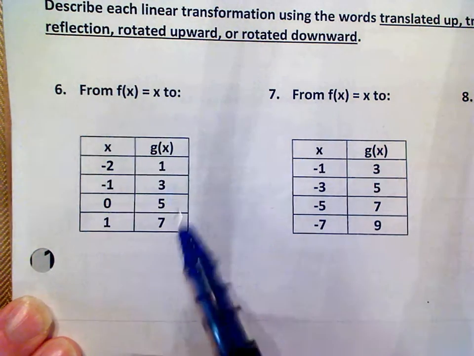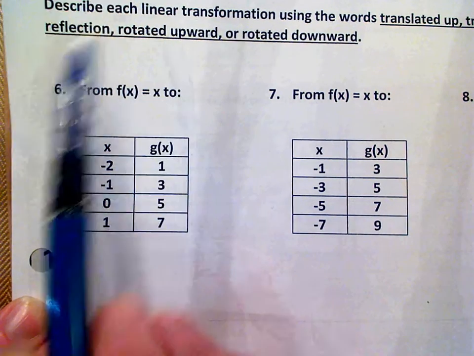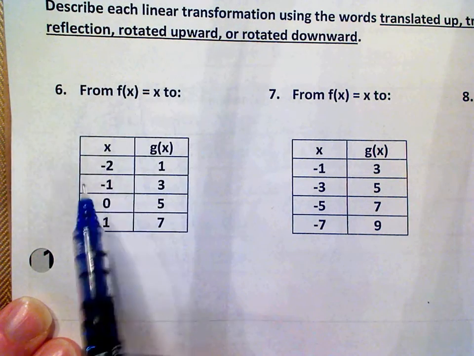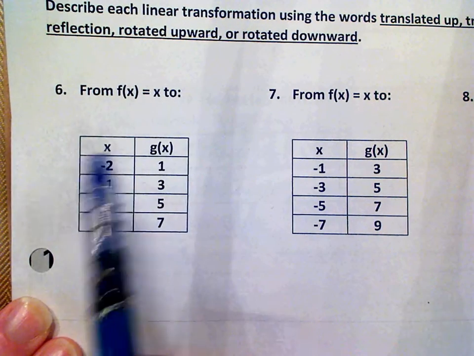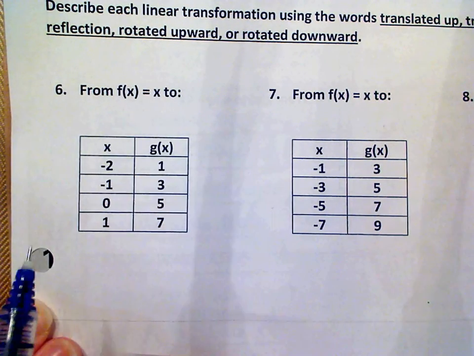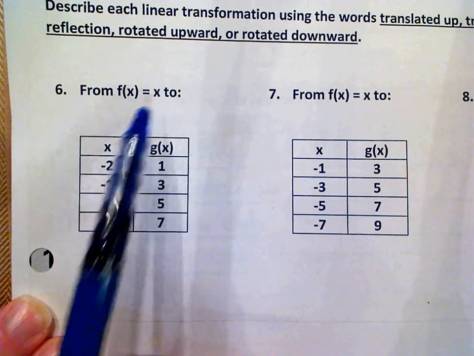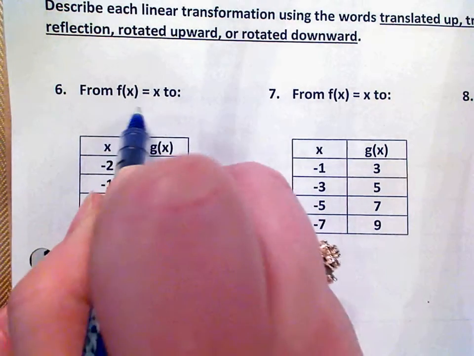Hey guys, on 6 through 8, we're looking at linear functions only. Pay attention to what your original function is so that you can tell what the change has been in your new function and describe that transformation. So on number 6, the original function is the parent function, f of x equals x.